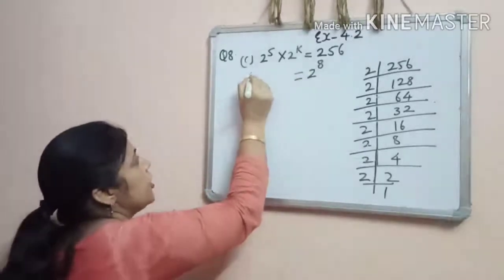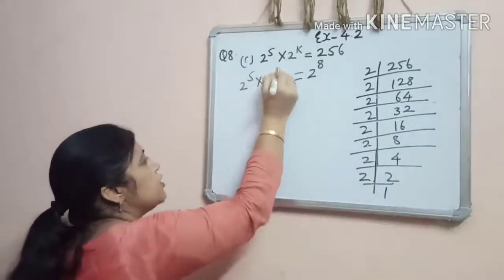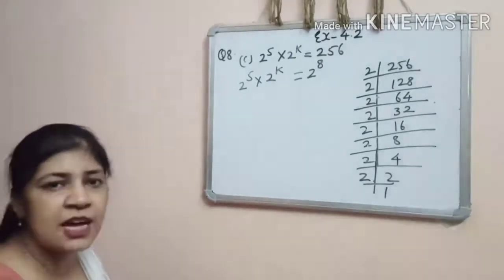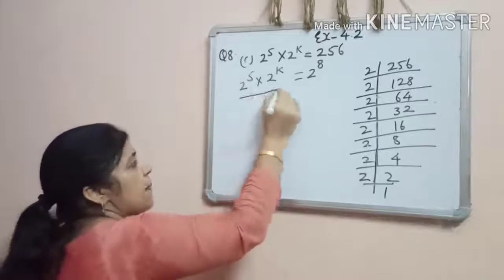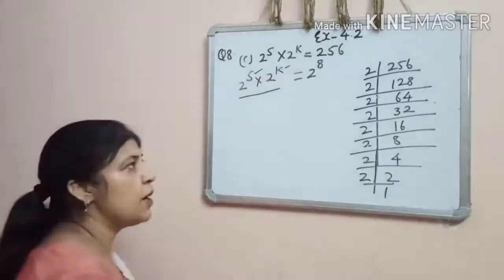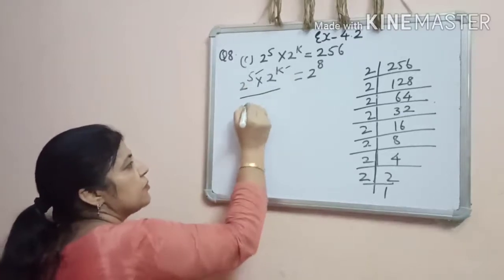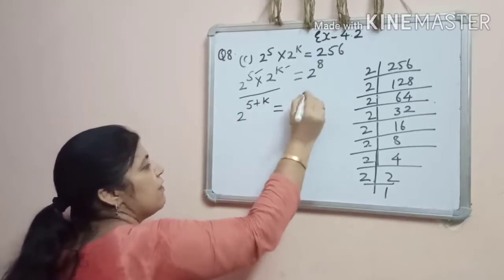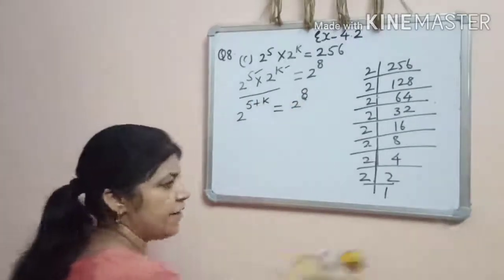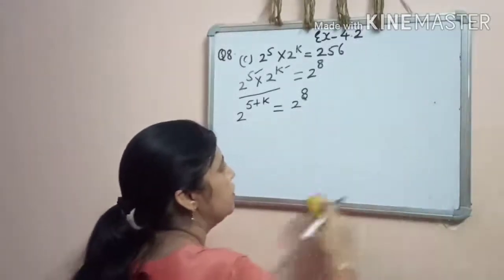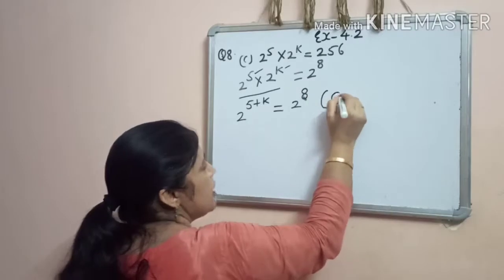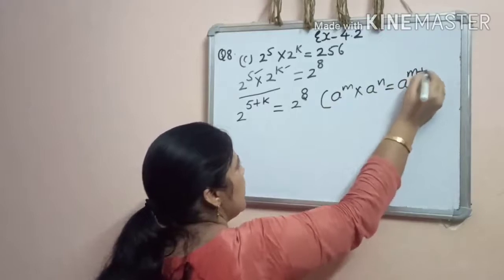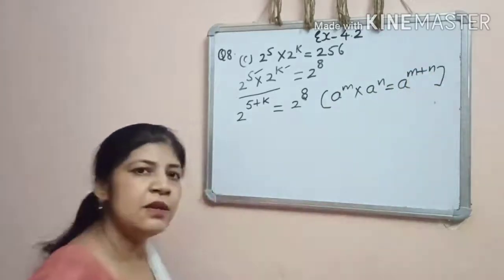And here 2 raised to the power 5 into 2 raised to the power k. Now you can see here the bases are again same and powers are different. So the powers will be added. 5 plus k is equal to 2 raised to the power 8. Now you have to write the law which you have used. A raised to the power m into a raised to the power n is equal to a raised to the power m plus n.